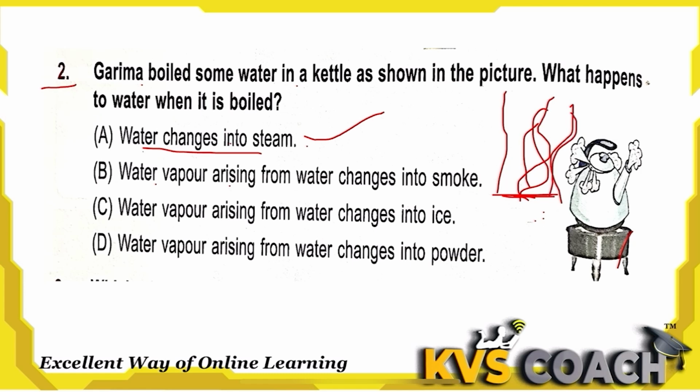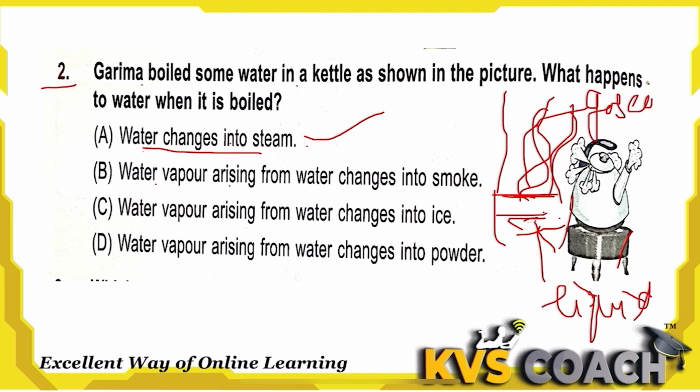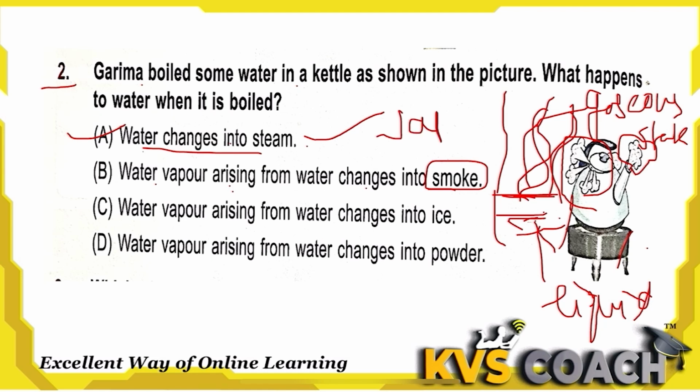If it has water, this is called liquid state. And when it change into steam, that is called gaseous state. It is in gaseous state when it evaporate. So yes, when kettle, in this picture you can see that from here steam is coming out. It means water changes into steam. Water vapor arising from water changing into smoke. No, water doesn't change into smoke. That change into vapor or steam, you can say.